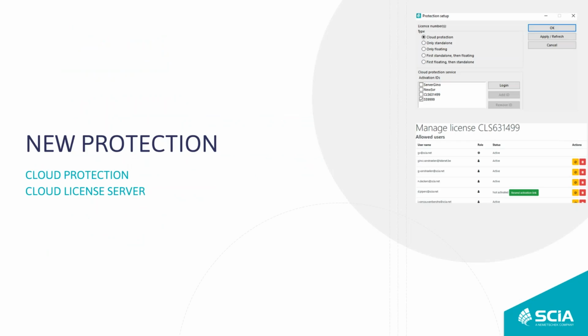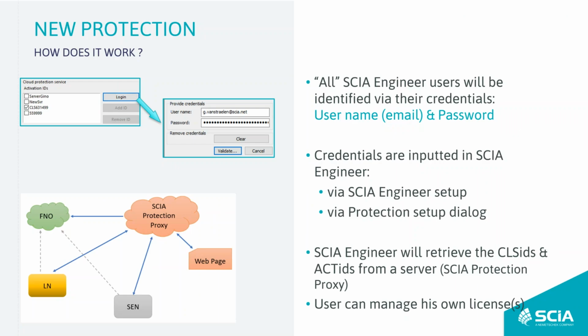Okay, thank you, Vladimir. And before the wrap up, I would like to also inform you that in the case of version 19, there is also a change in the case of the protection. With SCIA Engineer 19, we are also releasing a new type of protection, which is called the cloud protection. So beside the protection with the dongle or the floating system, you can also choose the cloud protection.